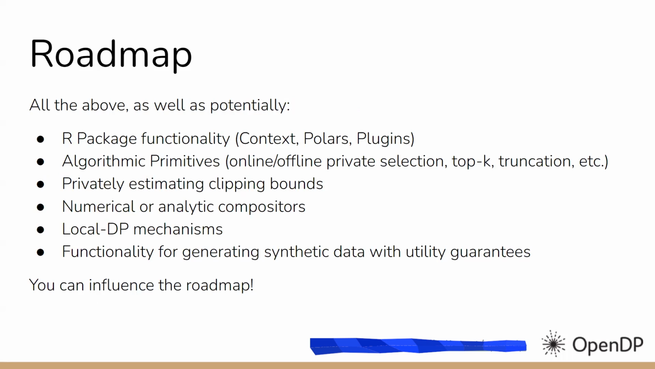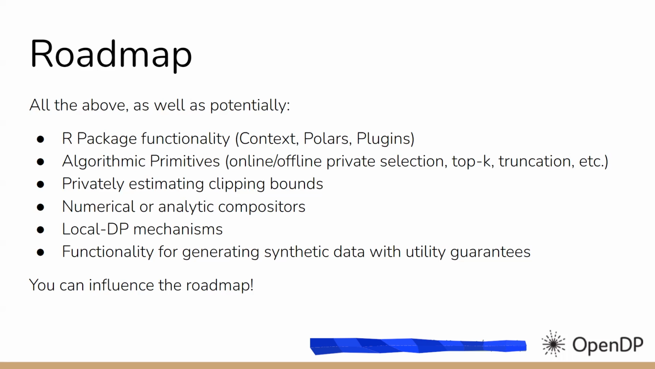For the roadmap, all the above plus potentially more R package functionality, bringing the context API over to R. Polars has APIs for R. We could bind to them as well. Plugins for R as well. More algorithmic primitives. There are low-level mechanisms that you can use to build up and integrate with your software systems, or pull off and use in your papers.